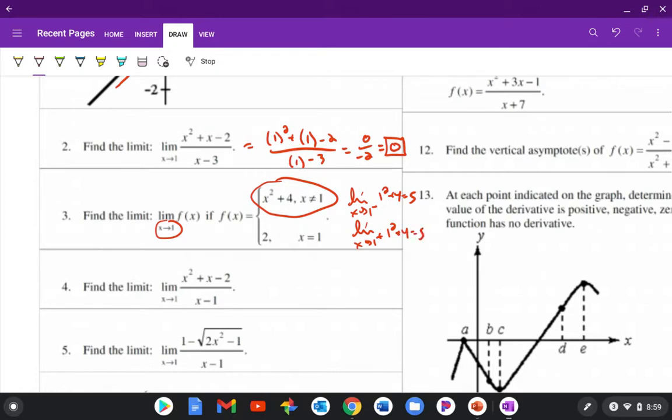It does not matter the fact that the value at x equals 1 is 2. It means there's a little jump discontinuity there. That doesn't matter. We're asking about the limit. So the limit, since these are the same, would then be 5.